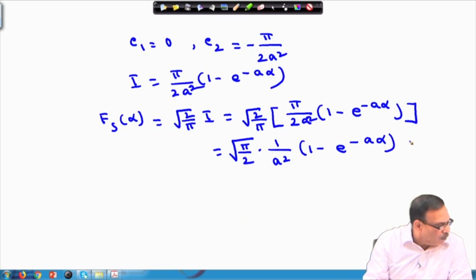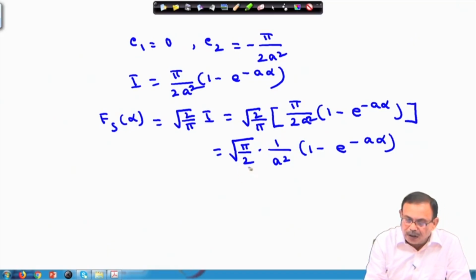So, therefore, the Fourier cosine transform of the given function is nothing but root over pi by 2 into 1 by a square into 1 minus e power minus a alpha. So, by this way I am finding the solution.